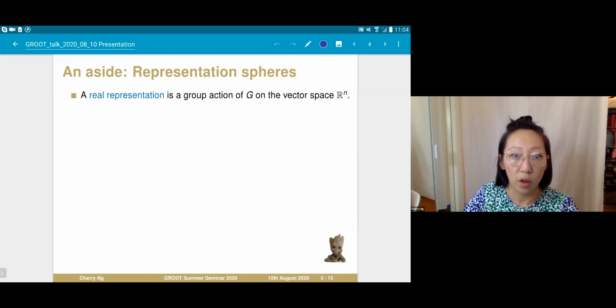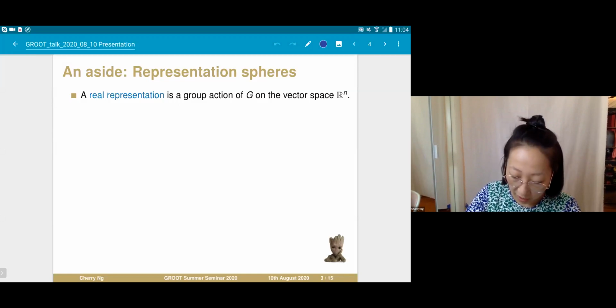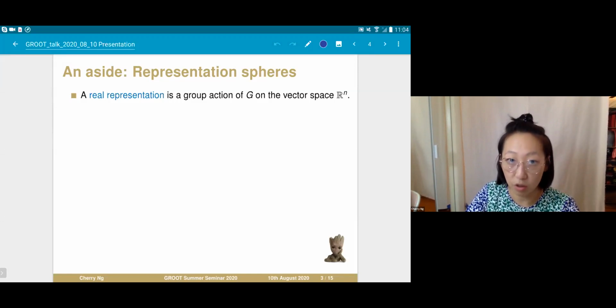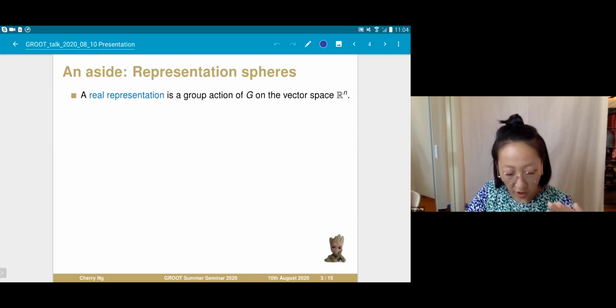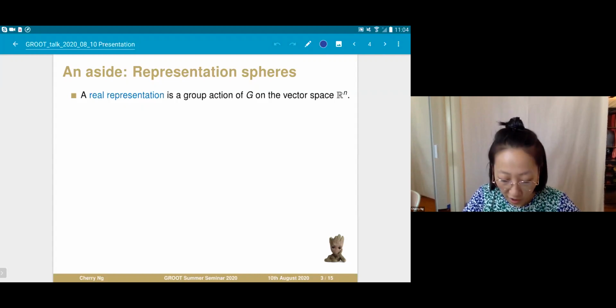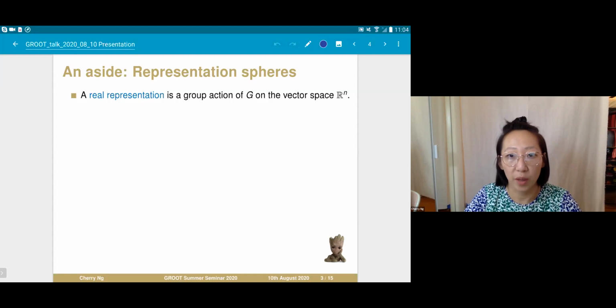So I want to talk about in what sense I mean that RO(G)-graded cohomology is stable, so I'm going to take an aside and talk about representation spheres. The definition of real representation that I'm going to use here is a group action of G on a vector space R^n. I know there's another more popular standard definition, but I hope that we can agree that this is equivalent and that the geometric perspective is useful for what I'm about to say.